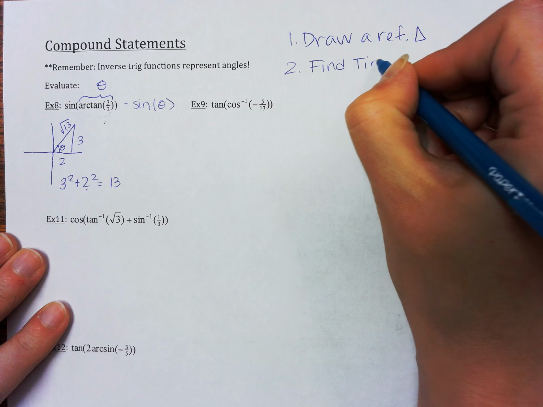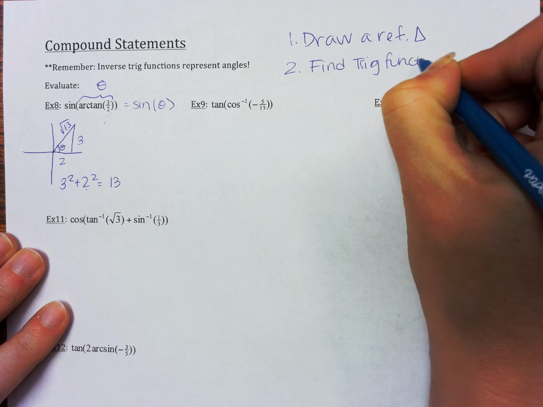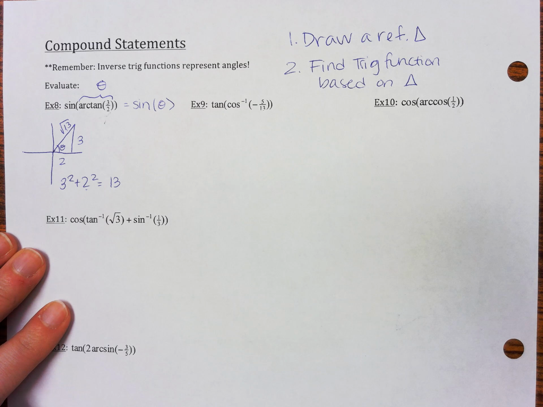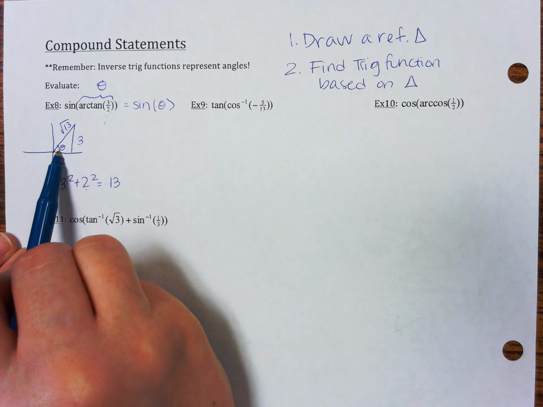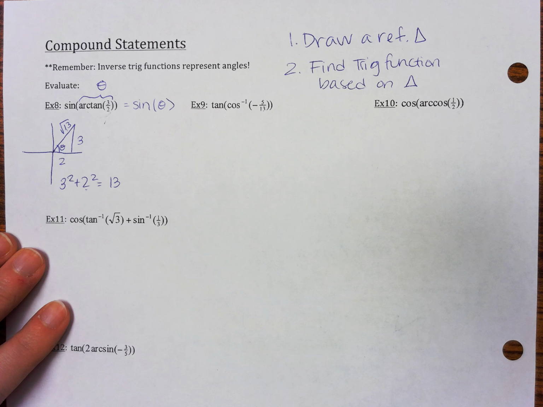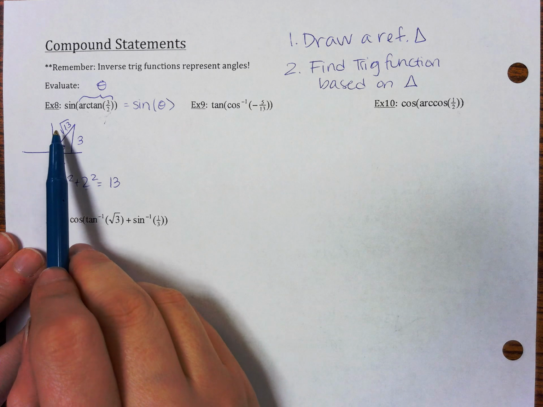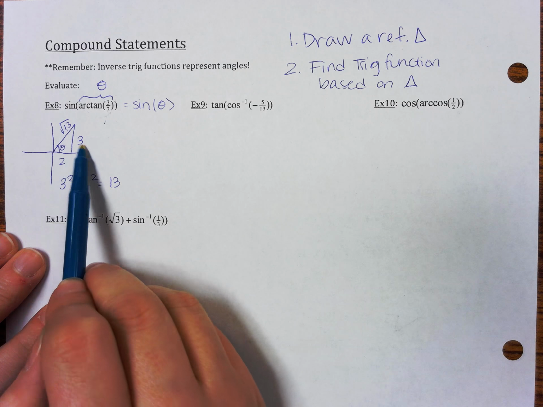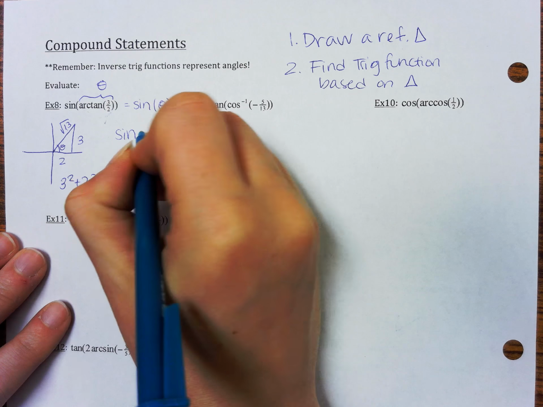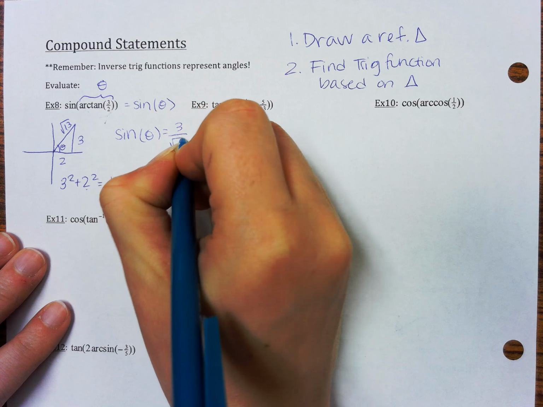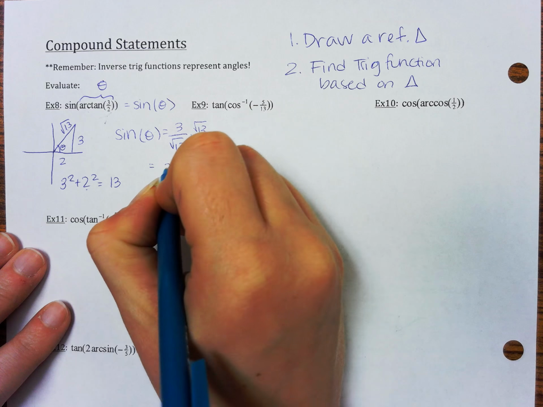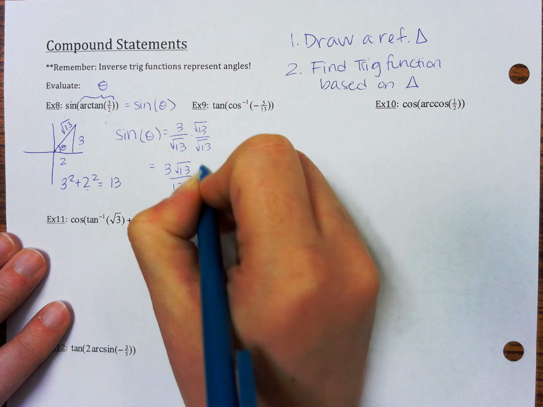Now all we have to do is find the trig function based on the triangle. Again, this is an angle. We've used it to represent that angle. We're not actually evaluating it, plugging it into our calculator and then taking the sine. We can use our triangle to evaluate the sine of theta. The sine of theta is opposite over hypotenuse. Then we rationalize, multiplying by root 13 over root 13, so we get 3 root 13 over 13 as our answer.